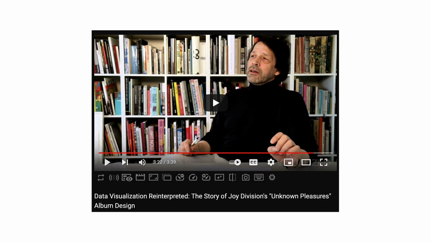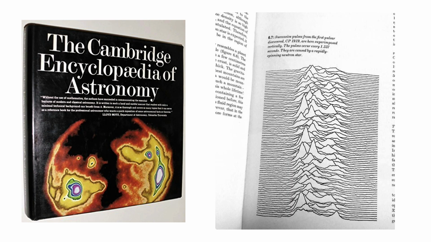Now, the actual data visualization was created by this graphic designer named Peter Saville, and there's a video of him that I will link in the description box below, where he discusses the creation of that album cover and where the data came from, what was the inspiration behind that data visualization. Basically, to summarize what he said, that data visualization was something that the band found in a book called The Cambridge Encyclopedia of Astronomy, which came out in 1977, and they had a copy of it, and on one of the pages there was the data visualization that they ended up using as the album cover.